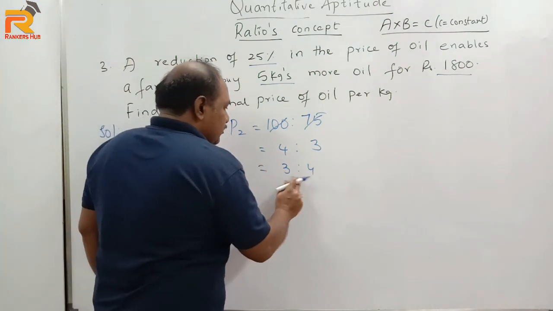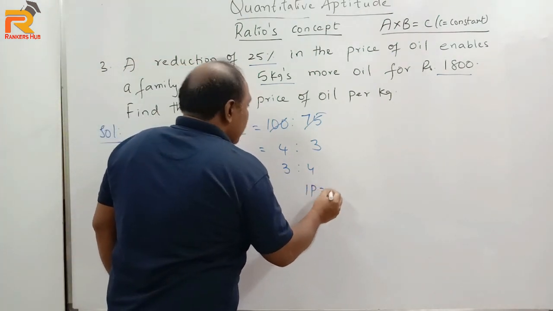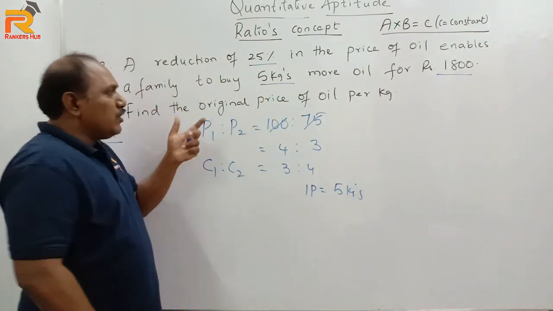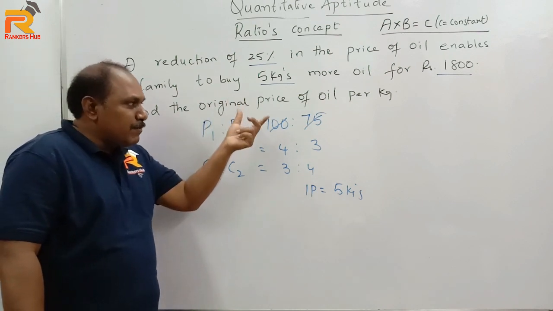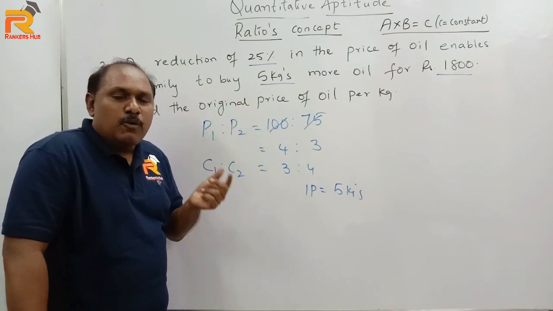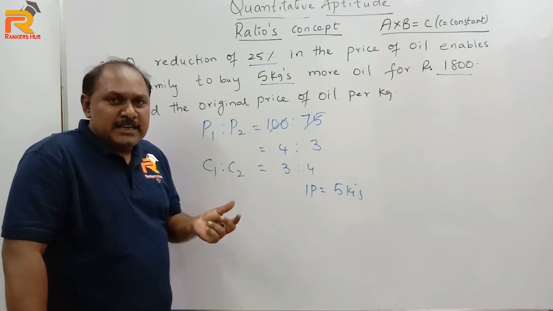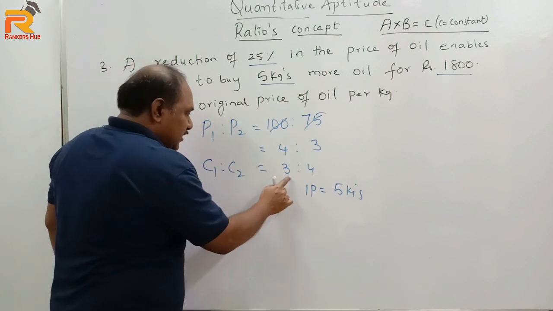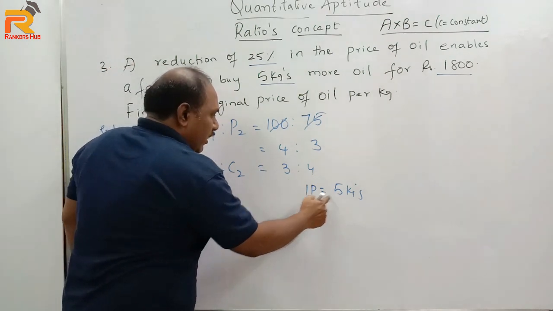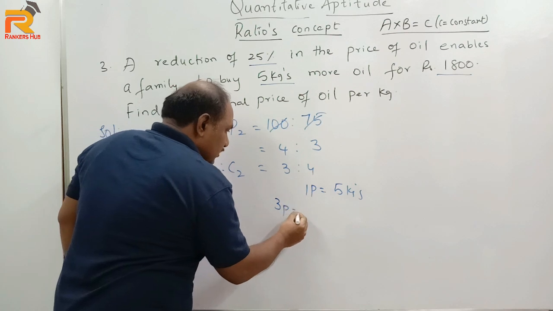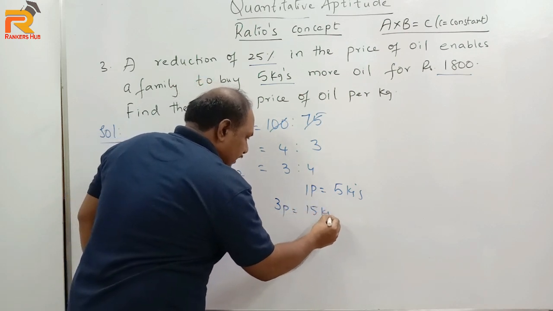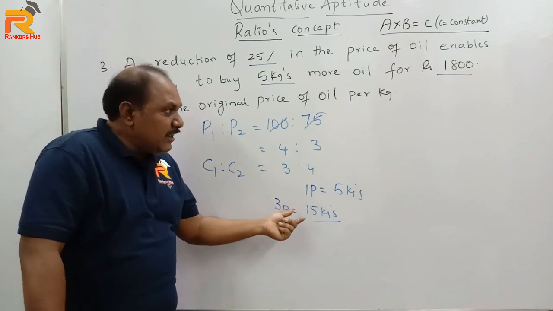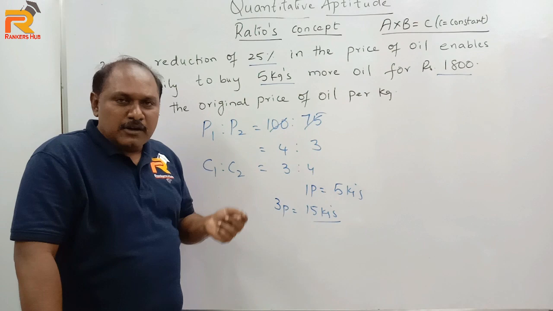And the difference in the consumption is 1 part, and that 1 part is given as 5 kgs. Here we are asked to find the original price. So to find the original price, first of all we have to find what is the original quantity purchased by the family for rupees 1800. So original quantity is 3 parts, consumption is 3 parts. 1 part is 5 kgs, 3 parts should be 3 fives are 15 kgs. So initially the family is able to purchase 15 kgs of oil for rupees 1800.